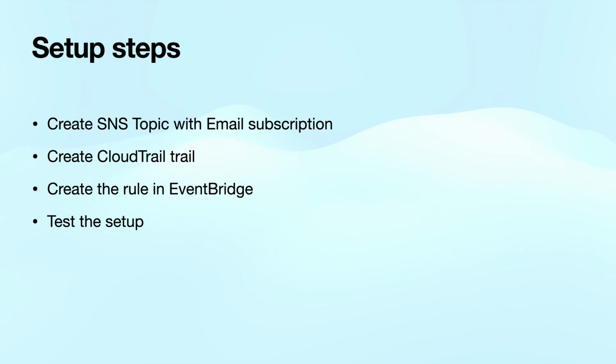As a next step, we will create the SNS topic with the email subscription because we want to receive the notification via email. Then we will create the CloudTrail trail. A trail is a configuration that enables the delivery of the CloudTrail events to the Amazon S3 bucket, CloudWatch logs and EventBridge rules. To receive the login notification successfully, we need to create the trail, and then finally we will create the EventBridge rule. And at the very end, we are going to test this setup. So now join me on the console to get started.